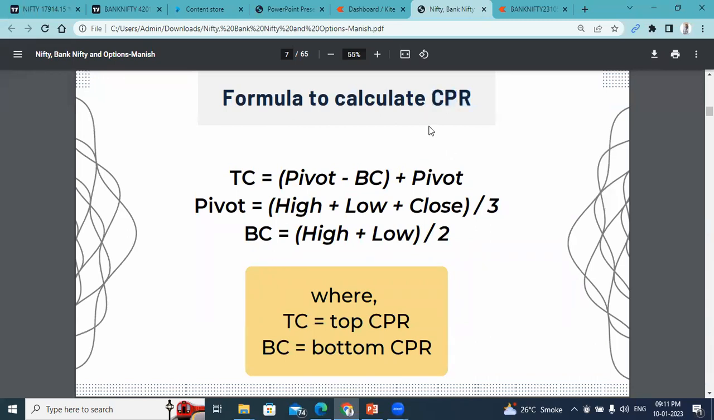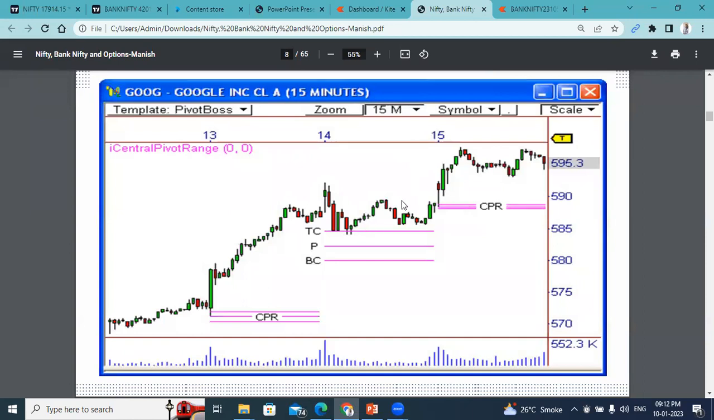In some trading sessions you will see that price is taking very good support at CPR. In some trading sessions you will find price is taking resistance at CPR. Now even in this graph, if you check carefully, price is taking support at top CPR. Price is not going below top CPR in the entire day. So remember this point: CPR works like support and resistance.